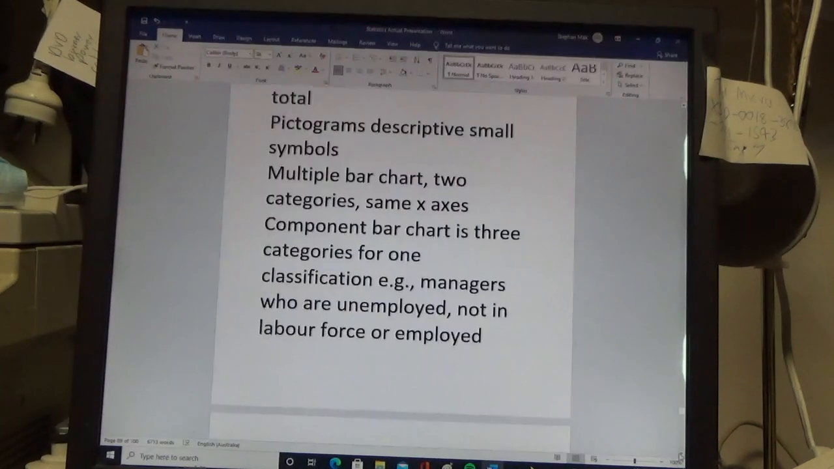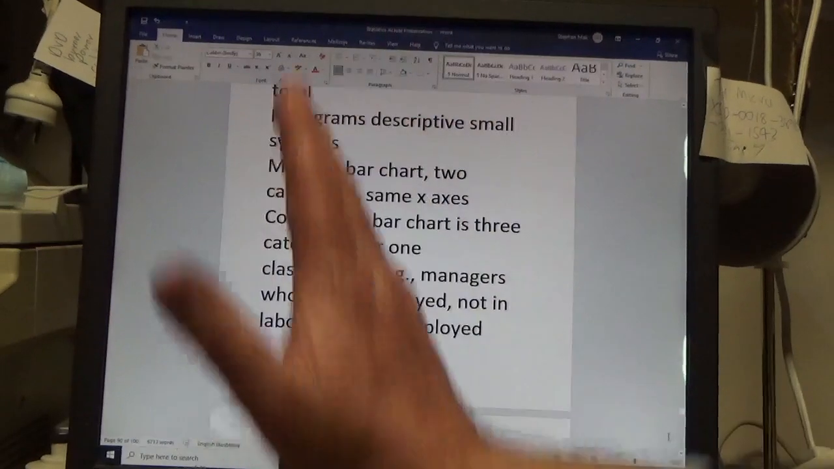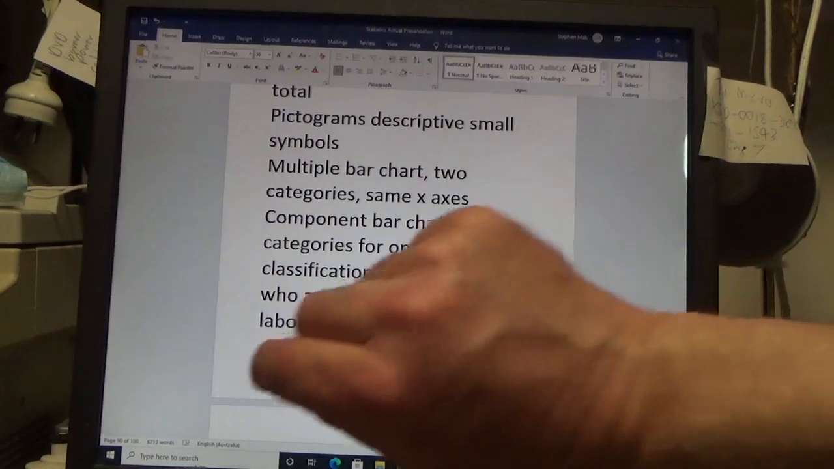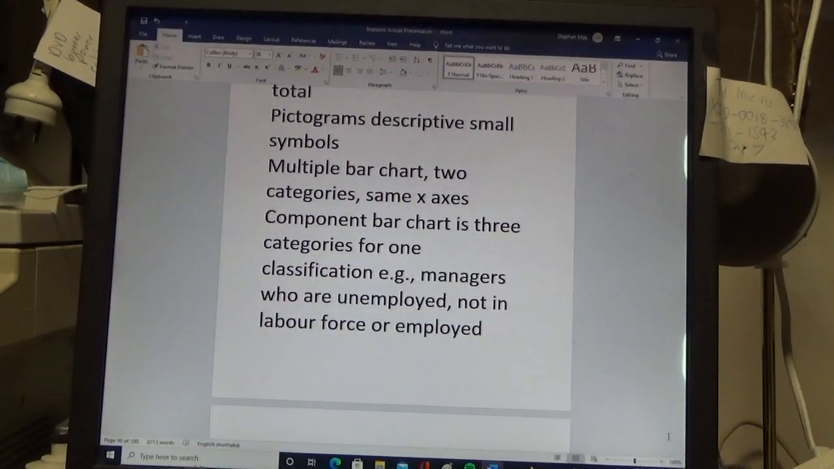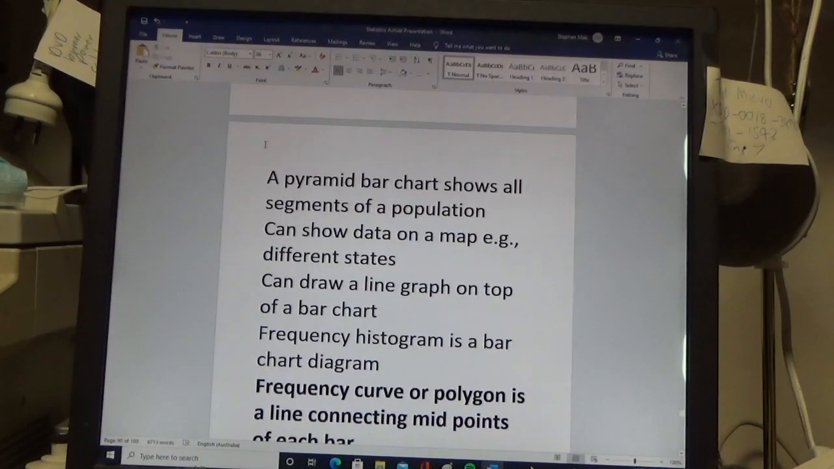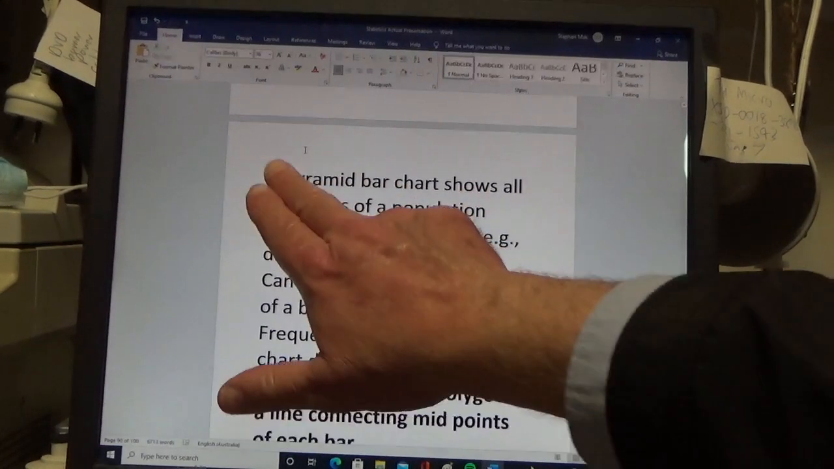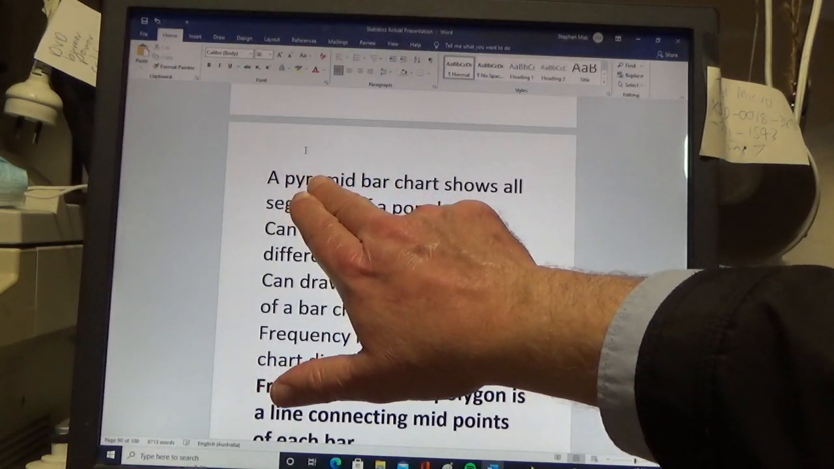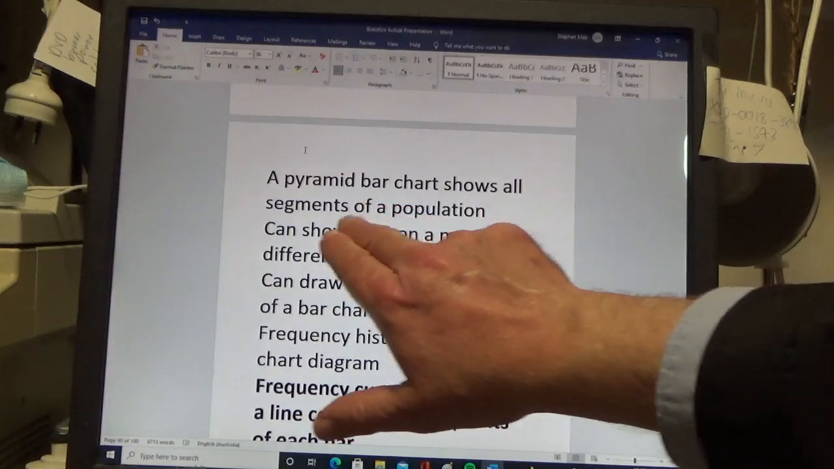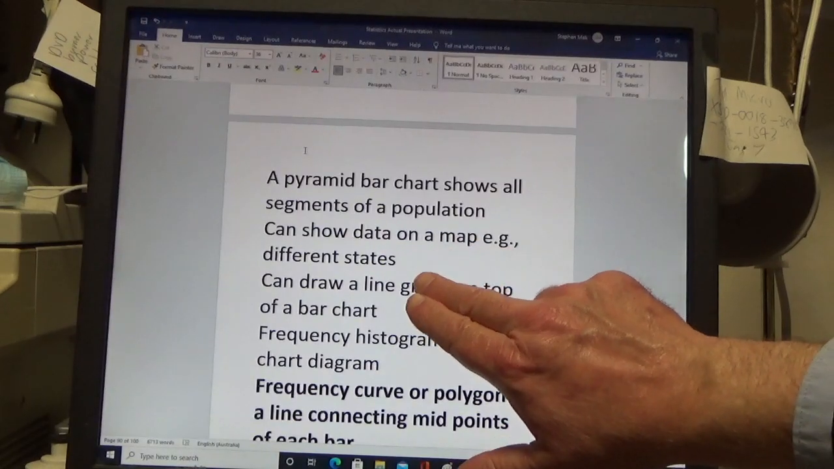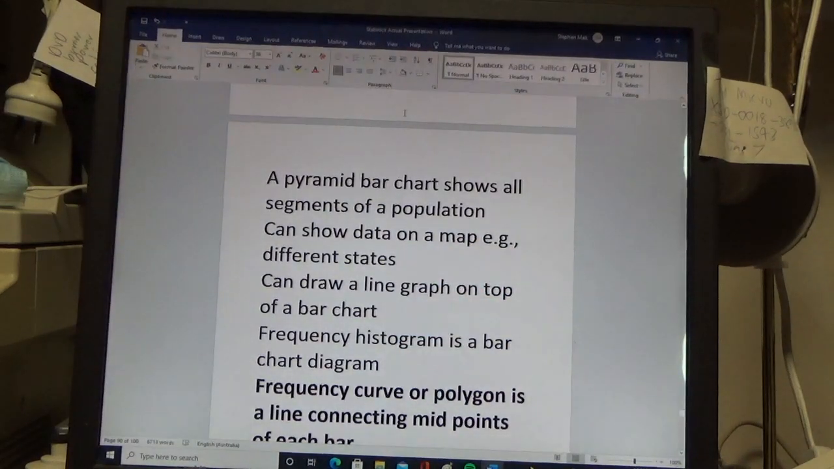Also, frequency histograms are those column shape data spreads, and sometimes with a line linking them up. A pyramid bar chart, look that one up. That's interesting in subjects like geography, where the demographics are spread out for two variables, like, for example, two sexes. Look up pyramid bar chart.